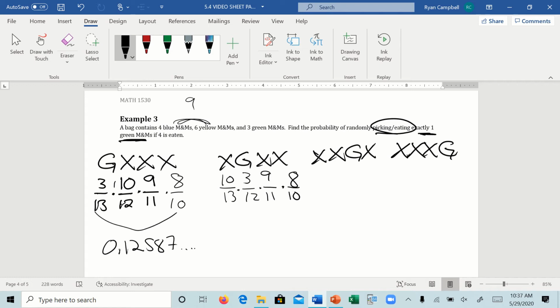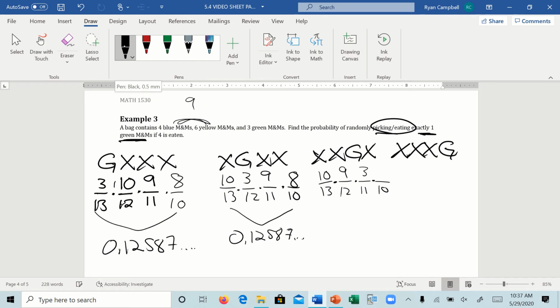And again, if you notice, these are all the same numbers on the top and the bottom. So when you multiply this out, you get the exact same number. And you can see this works for all of them, right? So first one, we have 10 over 13. If we eat another non-green M&M, that's going to be 9 out of 12. If we try to get a green M&M, we haven't eaten any green M&Ms, so that's still 3.